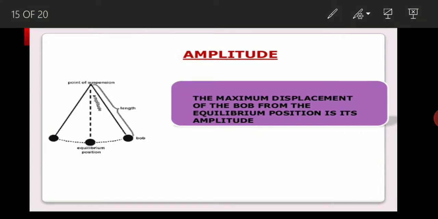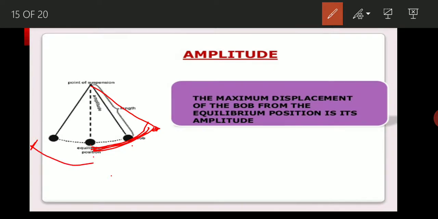Now, what is amplitude? The maximum displacement of the bob from the equilibrium position is its amplitude. Clear? This is the equilibrium position that we have already discussed. Suppose this is the other end. If the bob moves to one extreme end, suppose it moves till here, this complete distance is known as amplitude. Clear? It may be this way also.